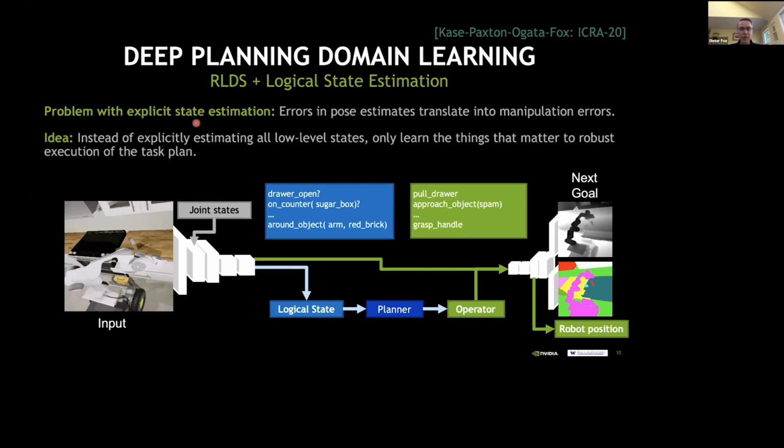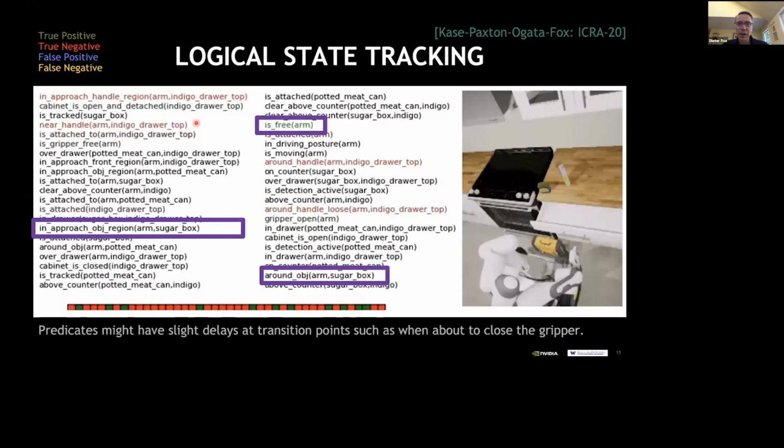Okay, so let me now give you an example for how this works. This is first on the logical state tracking. This is a bit complicated. So what you see here is a long list of these logical predicates that the task planner cares about. On the right, you can see the input image data. In this case, the robot manipulator wants to pick up the sugar box, which is the one over here. Let's just pay attention to these three predicates that I highlighted here with the purple boxes.